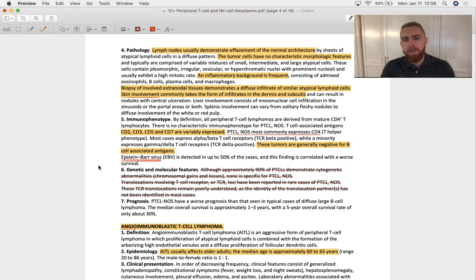An inflammatory background is frequent. And what does inflammatory background mean? Well, inflammation is just an appropriate immune response to something. So picture a lot of B cells and macrophages and maybe some activated plasma cells making IG, and then maybe some eosinophils as well, degranulating. That's an inflammatory milieu. Now, skin involvement is somewhat frequent in any T cell cancer because these are migratory cells.